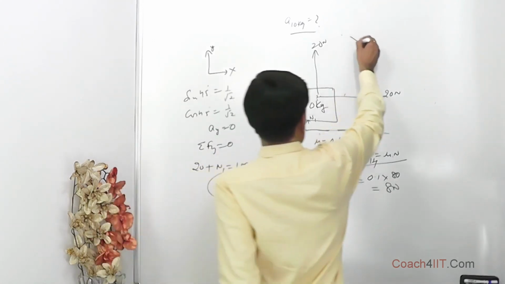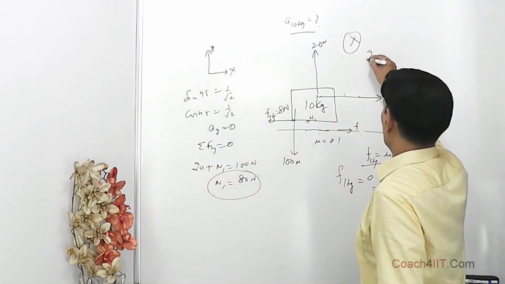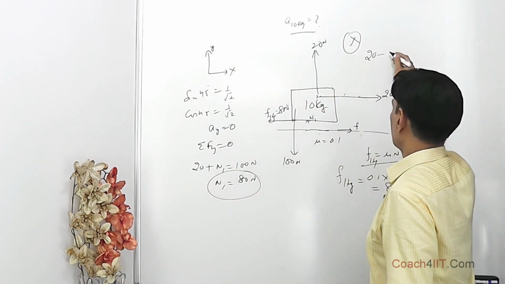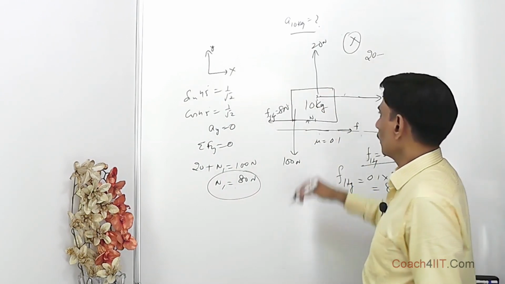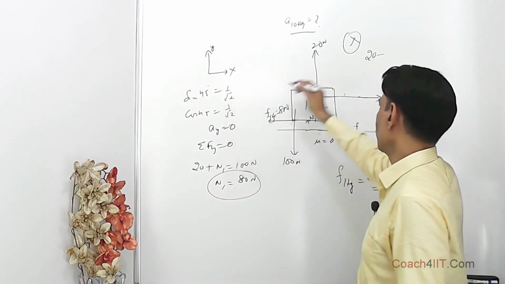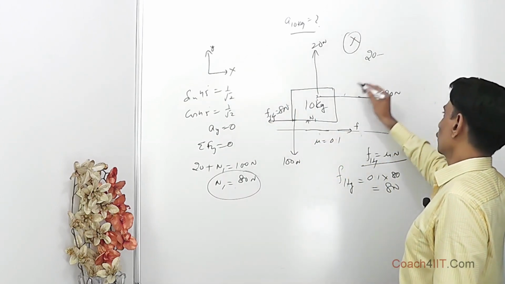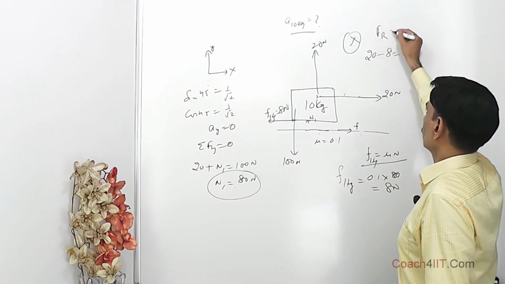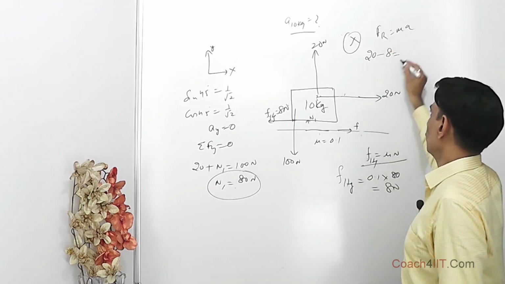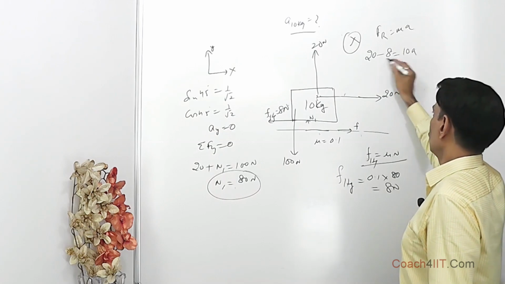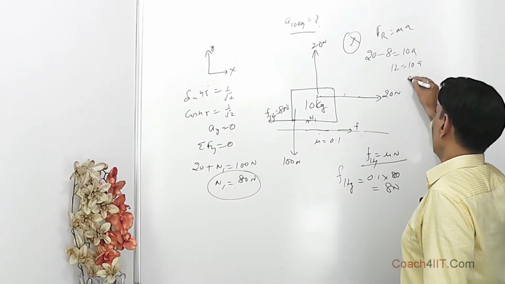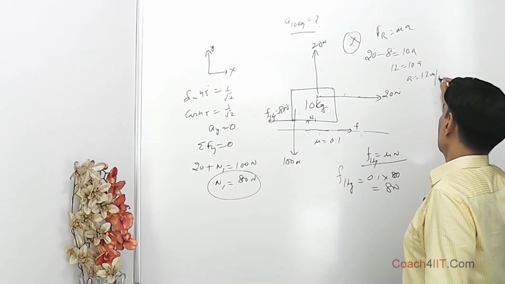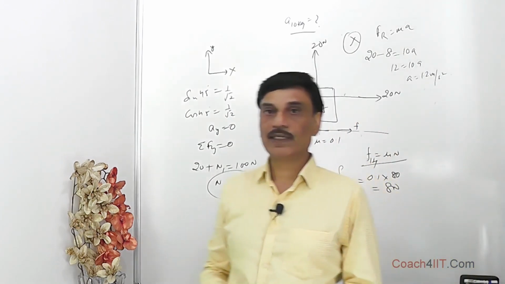So along the x-axis, we have this force of 20 Newton minus this friction force. The forces along the y-axis have done their job; we are just interested in the x-axis. So this side forces minus this side forces is the resultant force, and net force is equal to mass into acceleration, the mass of this body only, 10 into A. So 12 is equal to 10A, and A comes out to be 1.2 meter per second square. This is the value of acceleration we get.